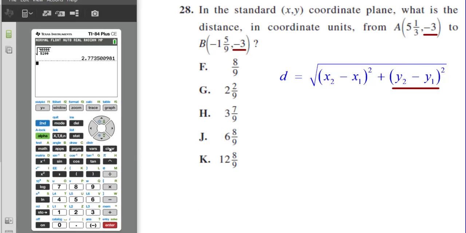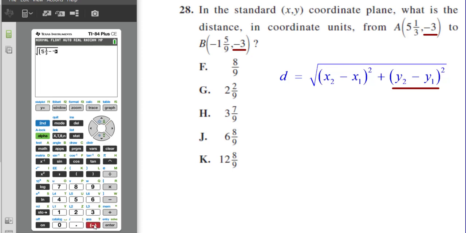So let's let the calculator do the work, because subtracting fractions and squaring is going to be kind of nasty. So again, second square root. Do need parentheses. It doesn't matter which order I subtract them, because I'm going to square the answer anyway. So I'll go ahead and use alpha y equals to get the mixed number. And 5, right arrow, 1, down arrow, 3. Then get out of that fraction.